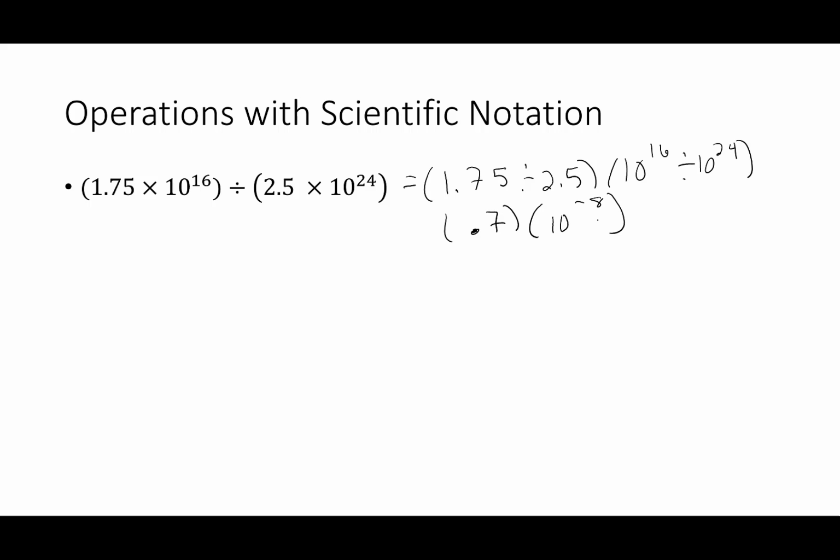Again, I need to make sure my answer is written in scientific notation. So 0.7, that's not from 1 to 10. I want to write it as 7 times 10 to the negative 1. Look, I just go 1 over when I'm writing. Then I'm multiplying that by 10 to the negative 8. So I'm going to have 7 times 10 to the negative 1 times 10 to the negative 8, which says I'm going to combine those two exponents, and that will give me 10 to the negative 9.